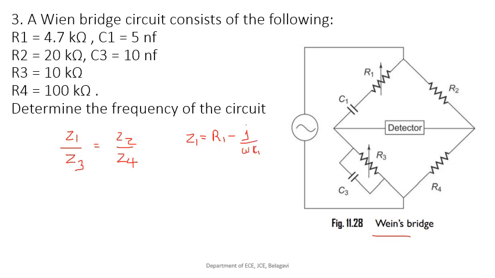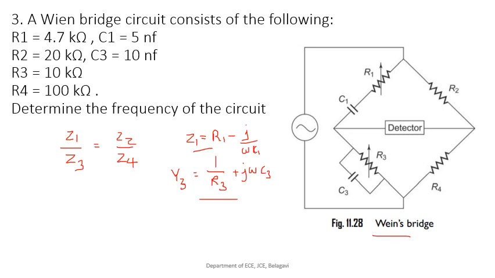And your third branch, R3 and C3, will be in parallel. So normally they will be represented like this. Y3 will be 1 divided by R3 plus j omega C3. So these two things you have to remember.